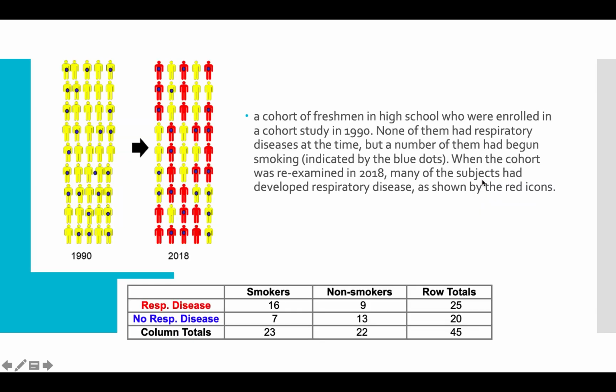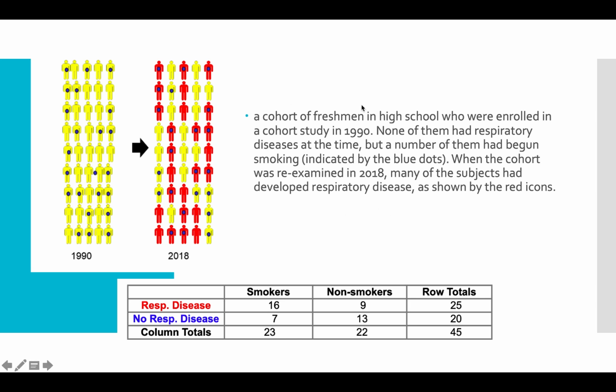So for example, this is an example from a school of freshman high school students. None of them had respiratory disease at the time, so this is no respiratory disease. But a number of them had begun smoking, so the people with the dot are smoking. Then when the cohort was re-examined in 2018, so they followed them for several years, many of the subjects had developed respiratory disease. Some of them, shown in red and blue, have the respiratory disease.